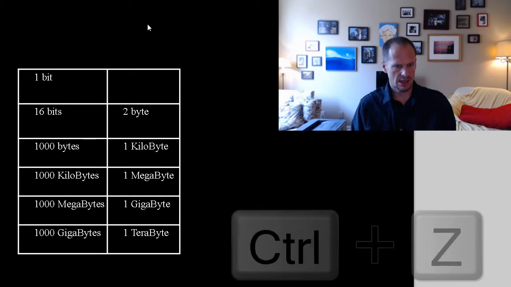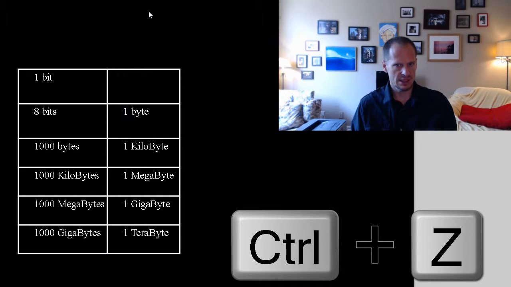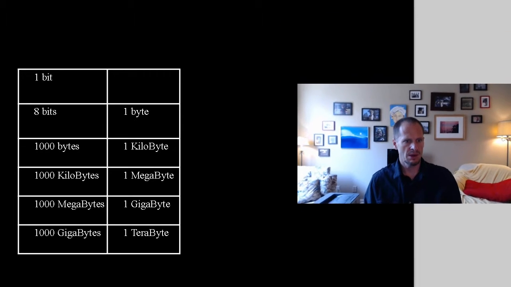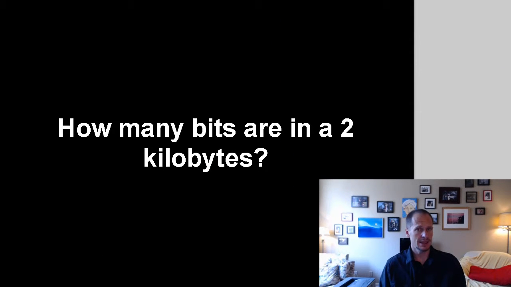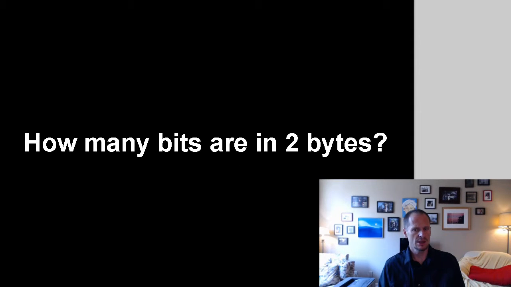So I'm just gonna hit Control-Z to undo that. So you should have come up with 16 single zeros and ones, 16 binary digits, 16 bits. I'm all saying the same thing here. Zeros and ones, binary digits, and bits are all interchangeable. 16 bits are in 2 bytes.